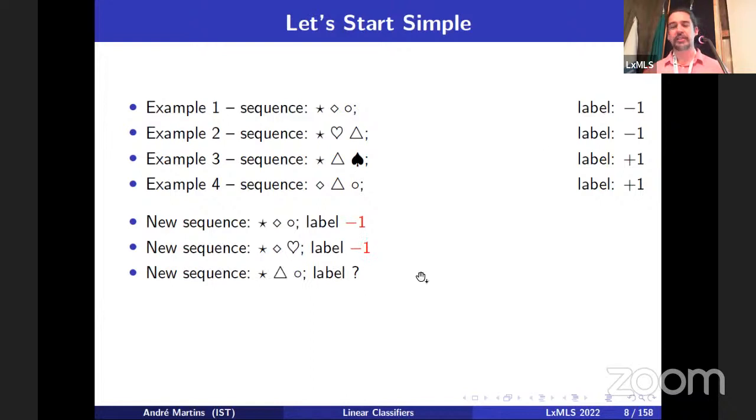And what about this case? +1 for the same reason. Okay, who would vote for -1 here? I see a few hands. Okay, so yeah, this is a lot more difficult. There are arguments that go in one direction or the other. But let's first think about how we can do this. What are we doing that allows us to make these predictions?